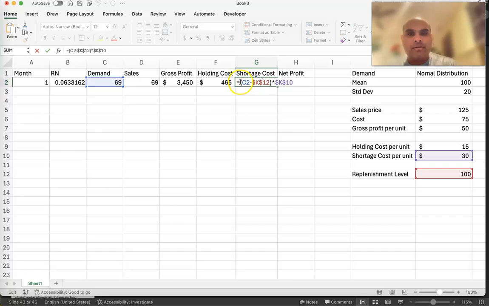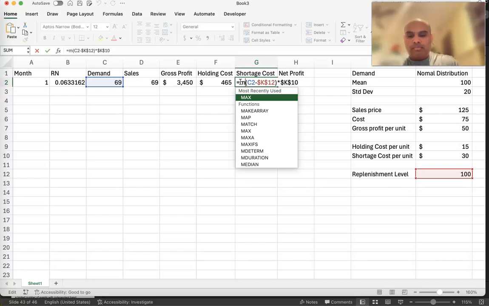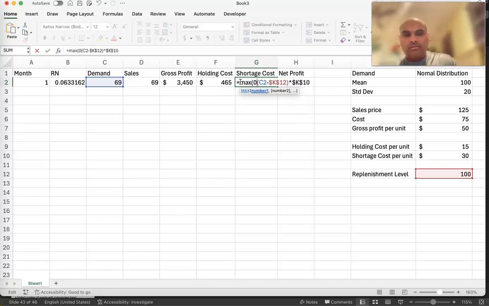So we will write this as a function where we'll say this is the maximum of 0 and this number. Before I wrote the maximum formula, the inside formula was just the difference between demand and replenishment level. Now what we are saying is that if demand is less than replenishment level, then the difference will be negative. So if it is negative, then my shortage cost would be 0. I want to pick the larger number between 0 and the shortage cost I have.